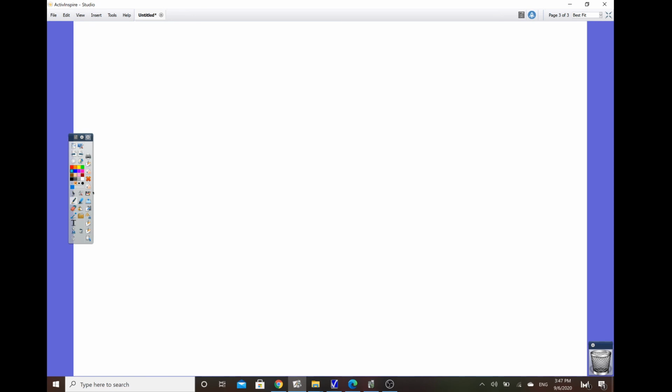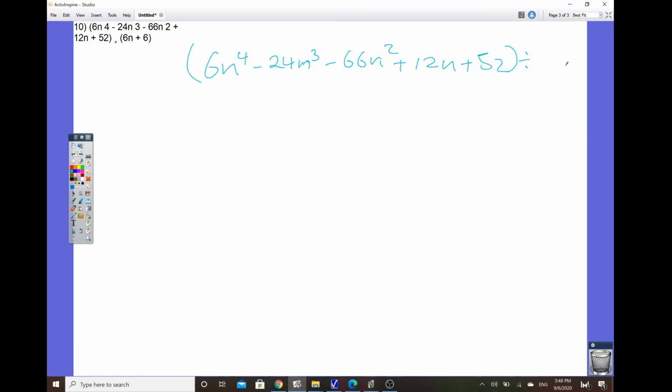Okay, so let's open up the new slide. So what we got here, we got 6n to the power of 4. Again, just want to rewrite it first. Minus 24n to the power of 3, and then minus 66n squared, it's a big number, plus 12n, and then plus 52, divided by the quantity of 6n plus 6.